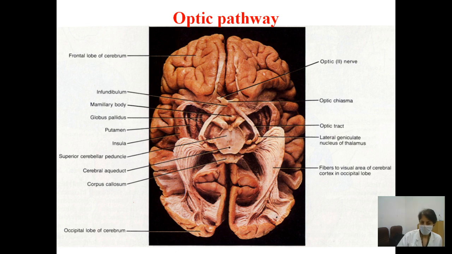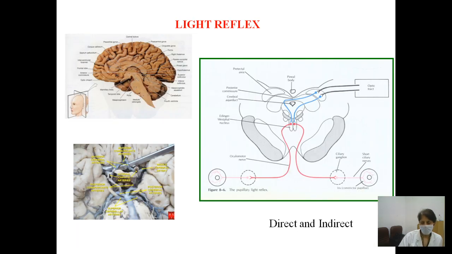Okay, so for visual reflexes you have a different pathway, and we'll just discuss that briefly. So you already know that when you shine light in one eye, the pupil of that eye constricts. Okay, there's pupillary constriction.